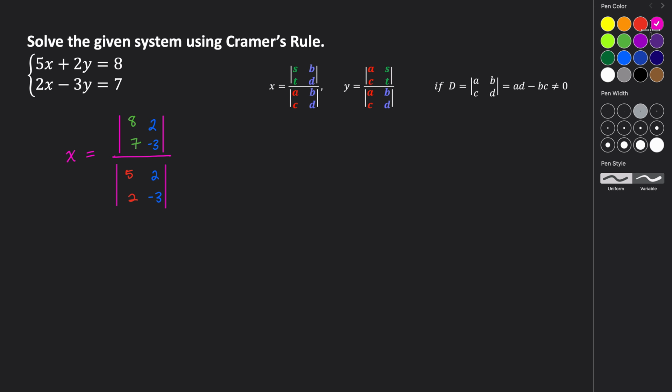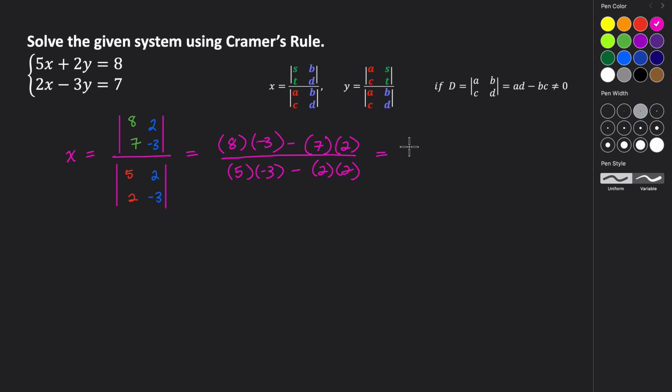So let's go through and do that. In the numerator, it's going to be 8 times -3 minus 7 times 2. All of this divided by 5 times -3 minus 2 times 2. So what do we end up with?